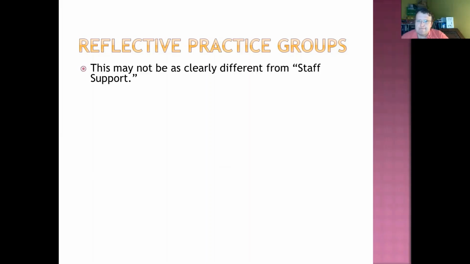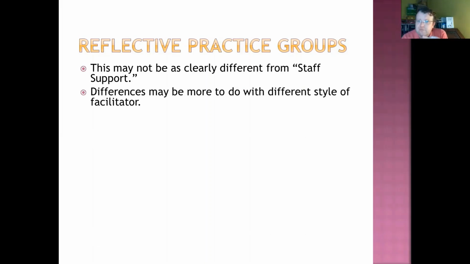Okay, so reflective practice groups now. Think about that. Now, a reflective practice group might well not be as clearly different from a staff support group as a supervision group is. And any differences there are might be more to do with the different style of facilitator than the title.